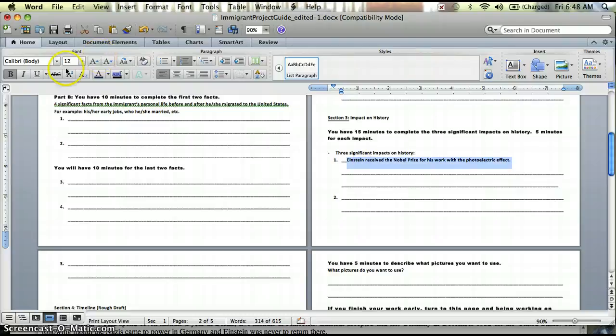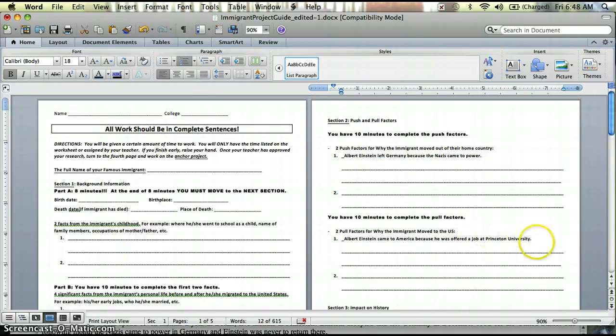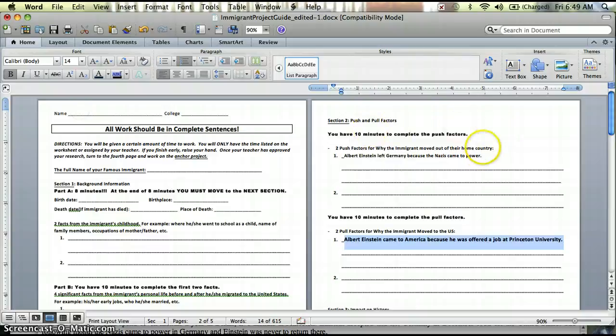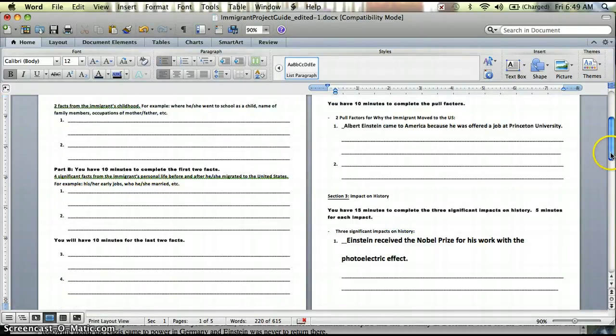To make sure everyone can see my answers, we're going to make it just a little bigger. As you will see, I've given you examples for one push factor, one pull factor, and one important impact that Albert Einstein made on history. Now, it's your turn to do the same for your immigrant. Good luck!